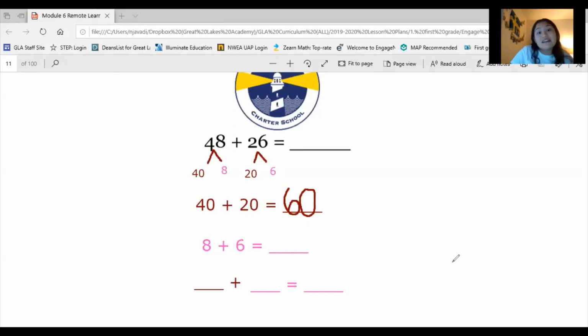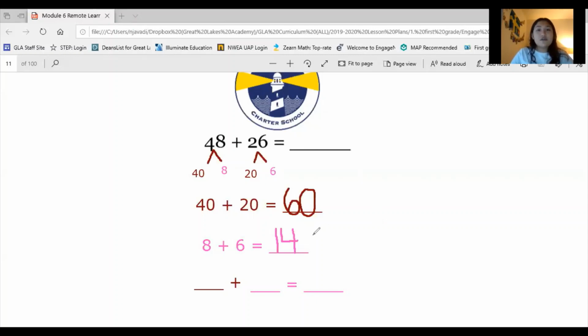I know that because I can look in my number bond up here, and I know that I broke up my numbers into 10s and 1s. So my other number that is not the 10s is the 1s. 8 plus 6 is, good, 8 plus 6 is 14. So I'm going to write it right there. Now I need to add these 2 numbers together. Help me write a number sentence adding the 2 numbers, 60 and 14 together.